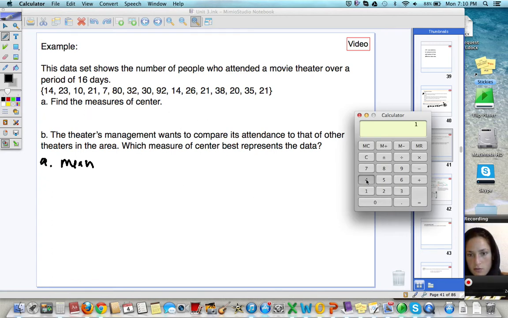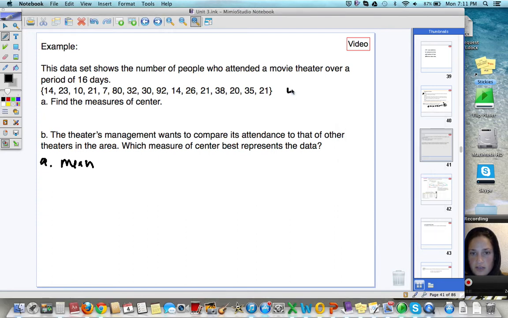So I have 14 plus 23 plus 10 plus 21 plus 7 plus 80 plus 92, 14, 26, 21, 38, 20, 35, and 21. So I have 484, so I'm just going to write that really fast, 484.